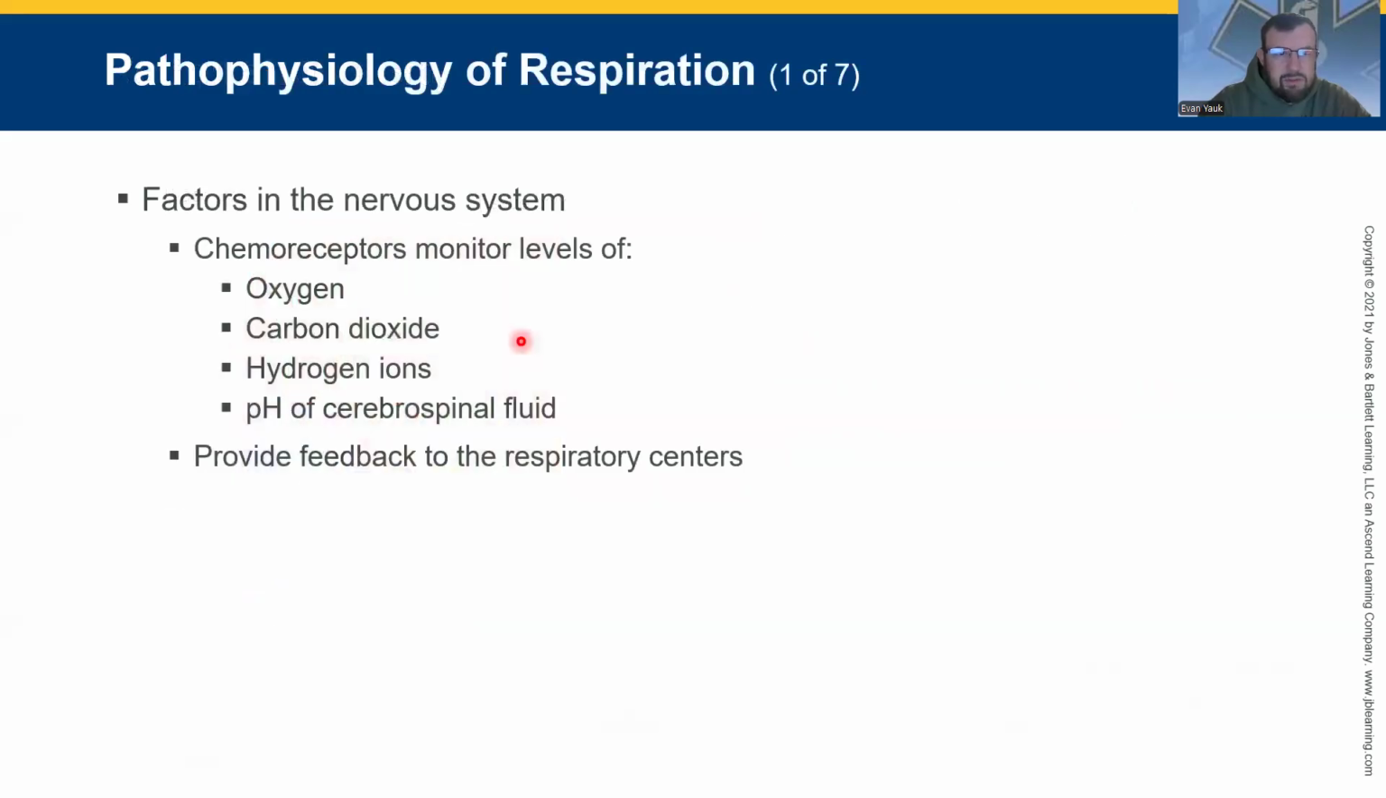Factors in the nervous system: chemoreceptors monitor levels of oxygen, carbon dioxide, hydrogen ions, and pH in the cerebral spinal fluid, and provide feedback to the respiratory center.